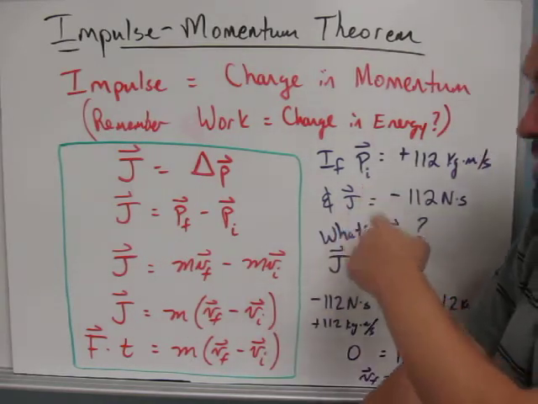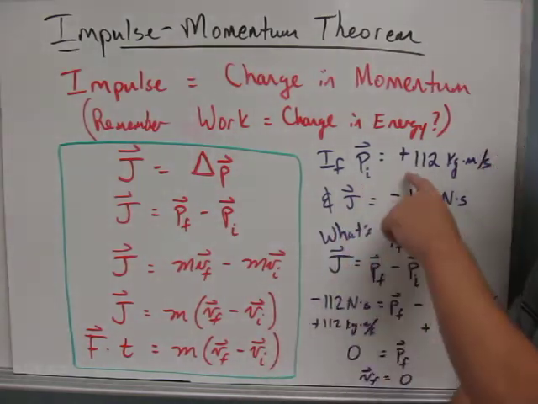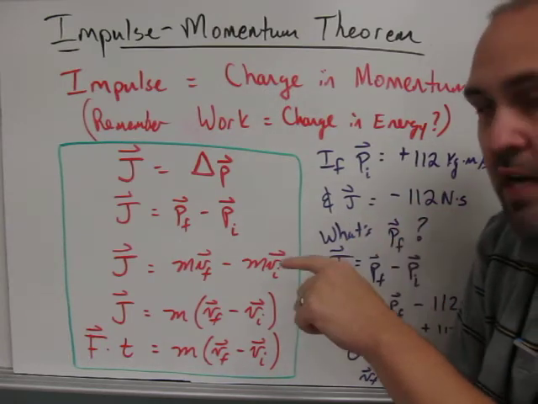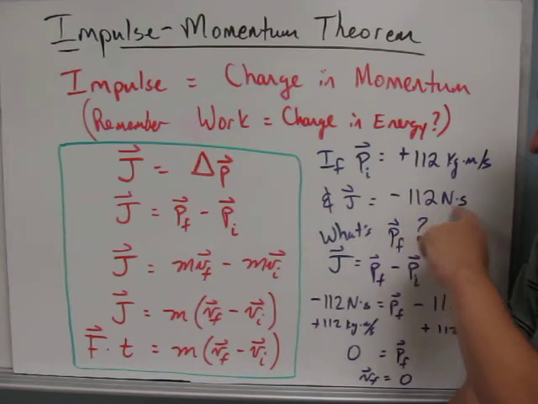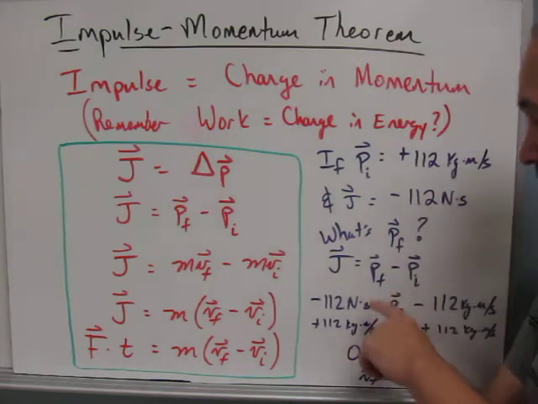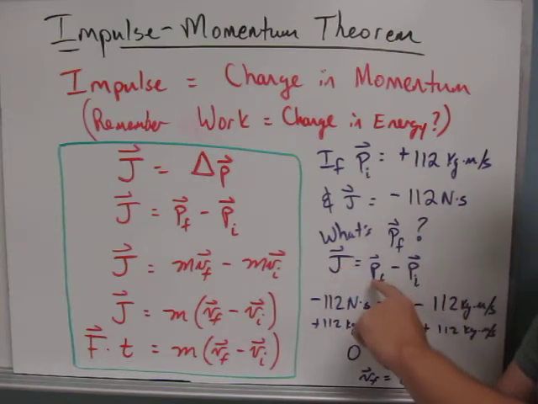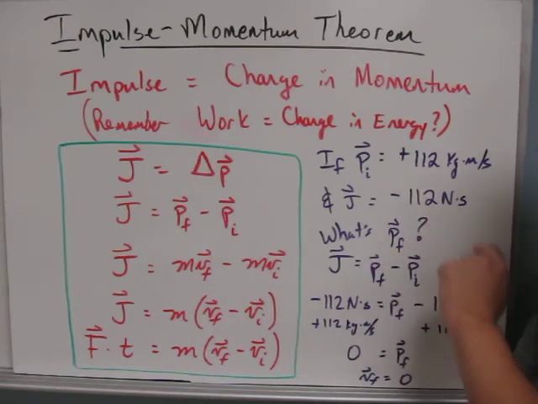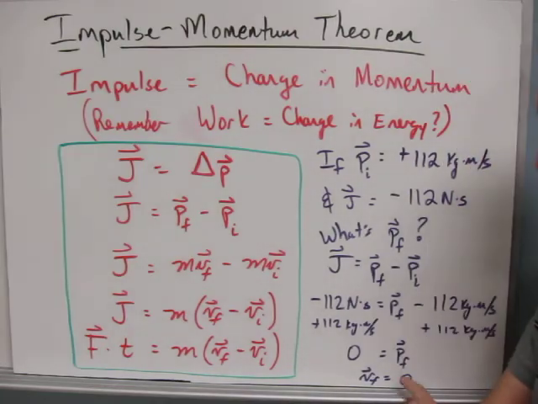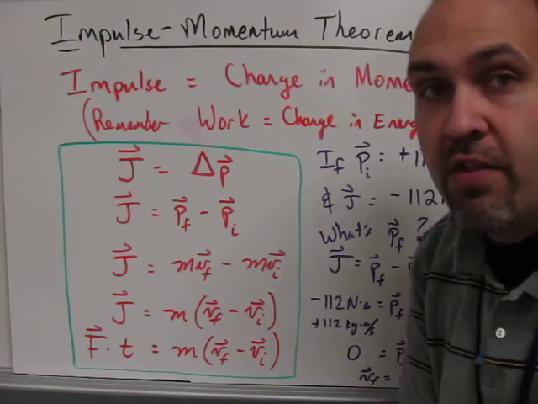So if the initial momentum, say, of our bowling ball from before was positive 112 kilogram meters per second, and we applied an impulse southward of negative 112 newton seconds, what's the final momentum? We could use this impulse equation: final momentum minus initial momentum is the impulse. Plug in the values. If we start with 112 and we change it by negative 112, we're going to end up with zero momentum and zero velocity at the end. More on that in the next video.